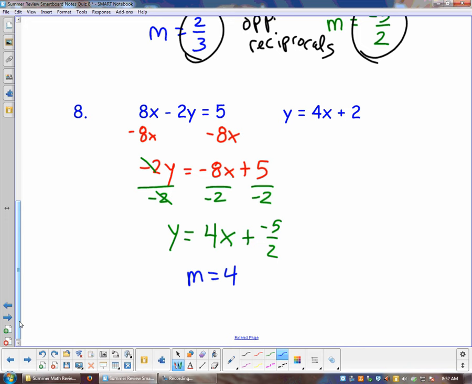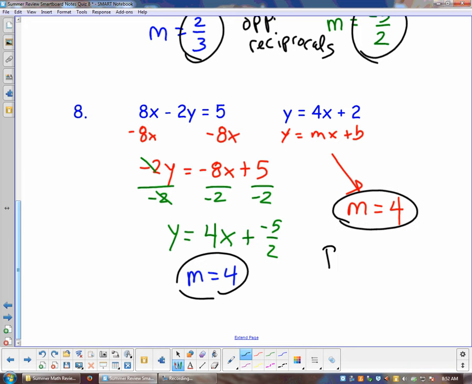Let's take a look at this example. This is already in y equals mx plus b form, so I can just see automatically that the slope here is equal to 4. Since our slopes are the same for both, we would say these lines are parallel.